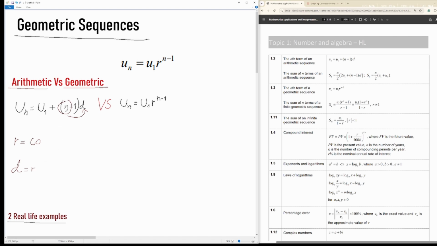Comparing these two, d and r play the same role. However, in an arithmetic sequence, n is multiplied with d, and in a geometric sequence, r is to the power of n. Therefore, you can understand that d is always constant, and r isn't constant, because as n grows higher, r to the power of n becomes even bigger. So this might seem very confusing at first, so let's look at two real-life examples to understand this as well.